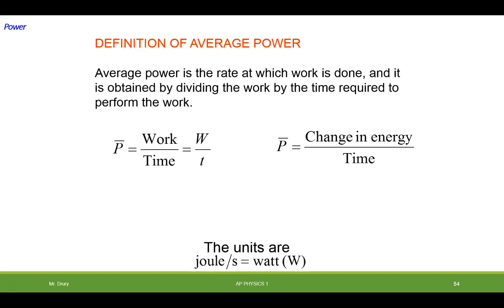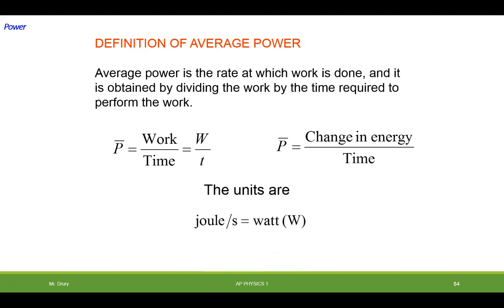So what are the units? In the SI system, it would be joules per second, or what we define as a watt. Why is it joule per second? Because work is measured in joules and time is measured in seconds, so it's a joule per second.